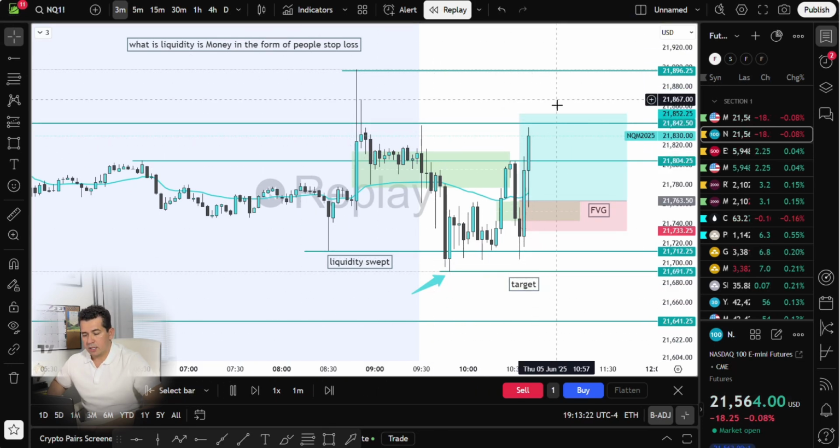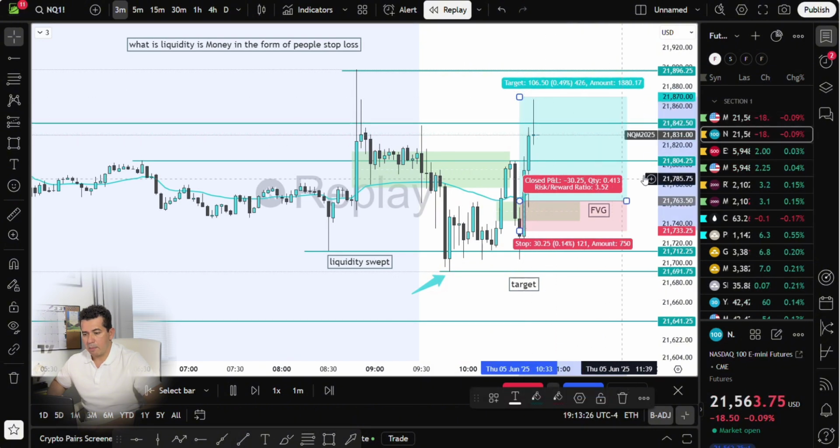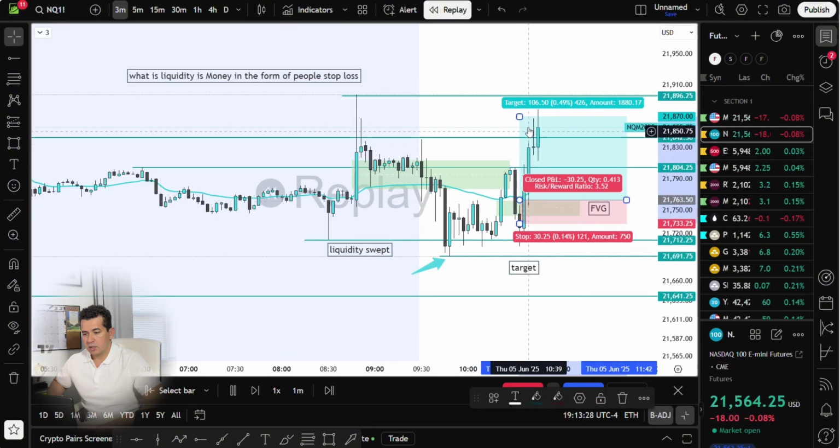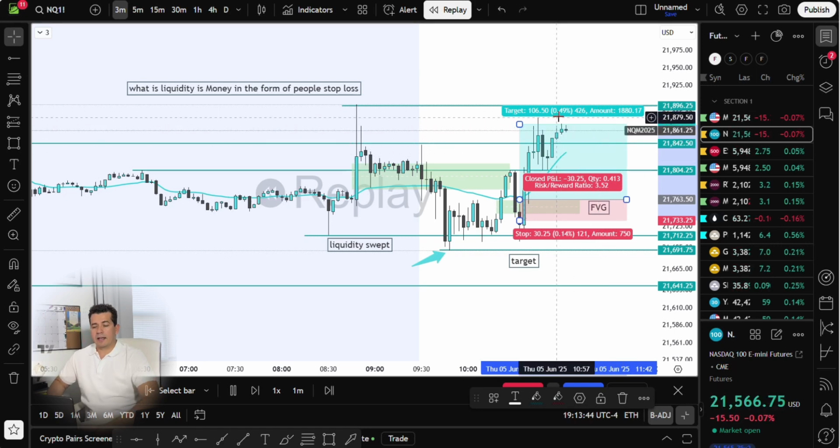So I took a long position. As you can see, price has momentum, and boom. So I closed the trade around here. It was so fast, in minutes, and price is going for these highs. As you can see, price is drawn to those areas like a magnet.